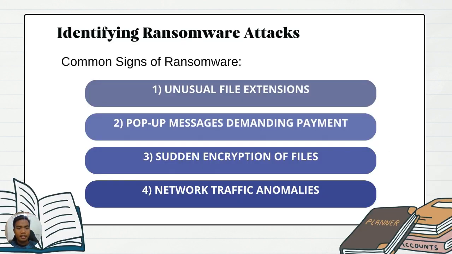So next, identifying ransomware attacks. There are 4 common signs of ransomware. First, unusual file extensions. Second, pop-up message demanding payment. Third, sudden encryption of files. And last, network traffic anomalies.